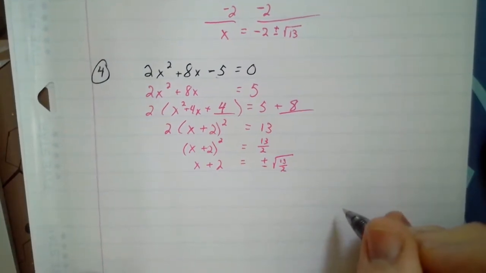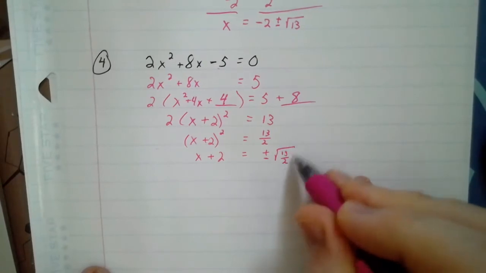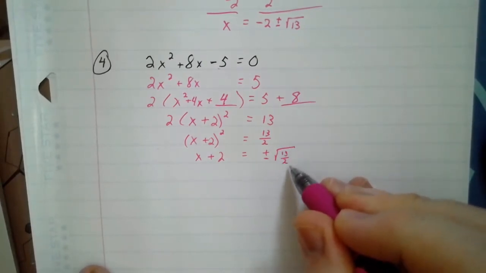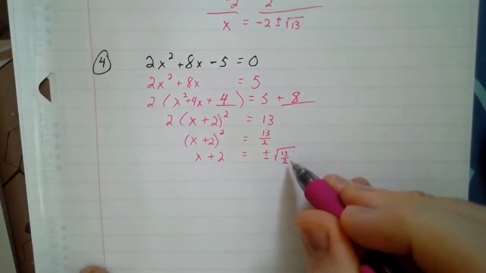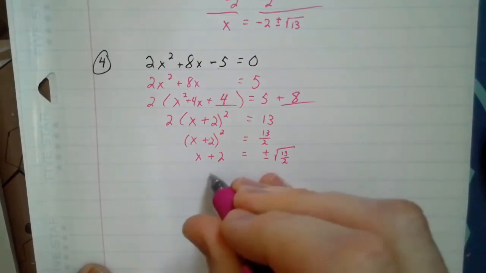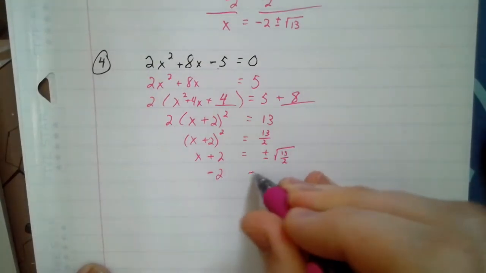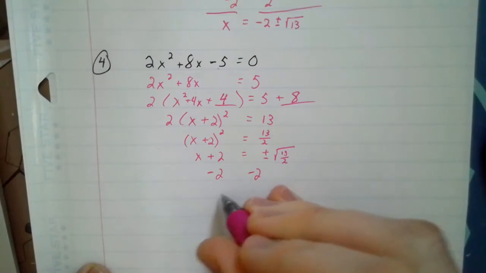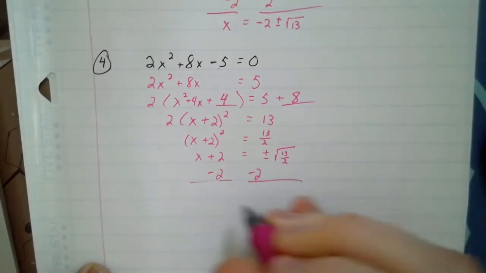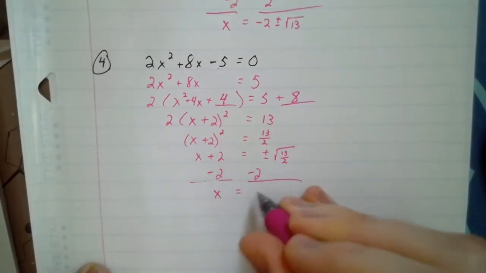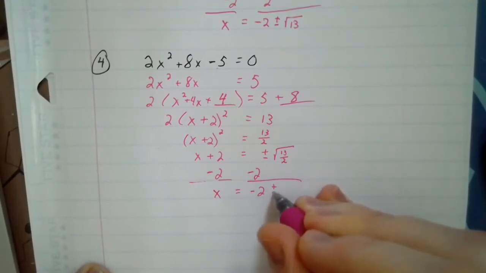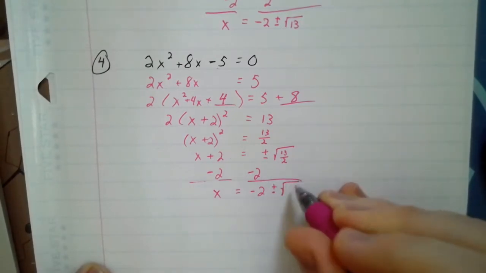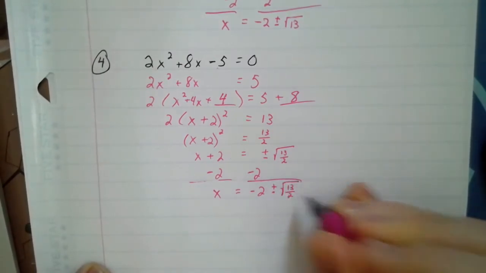All right. Now you guys know from Algebra 2 you can't actually leave this as a fraction, right? We're going to have to rationalize that denominator. I'm not worried about that today, so don't worry about that either. I'll subtract 2 here. I'll subtract 2 there. I end up with x equals negative 2 plus or minus the square root of 13 halves.